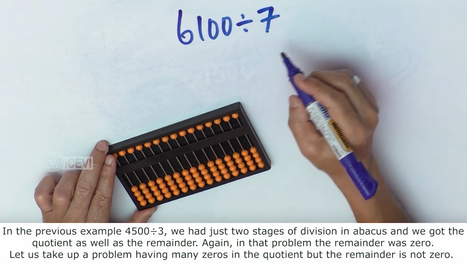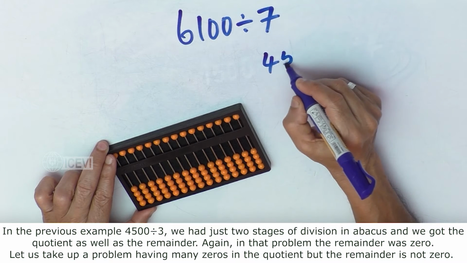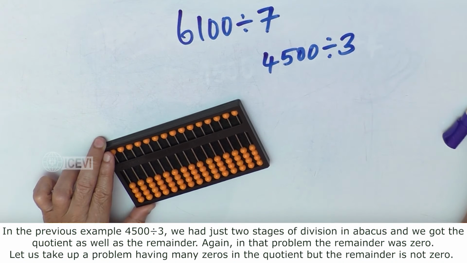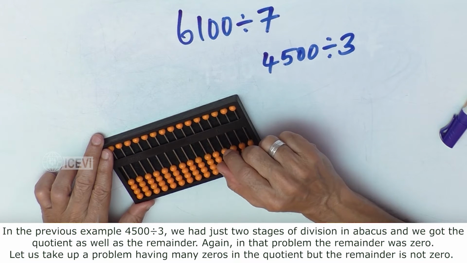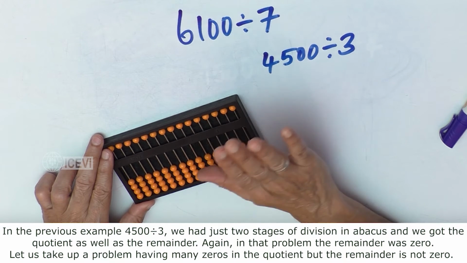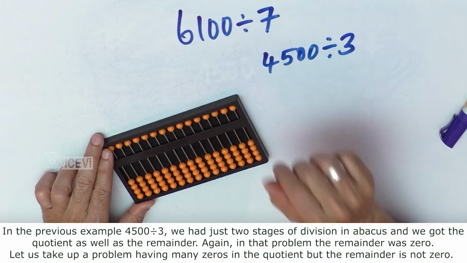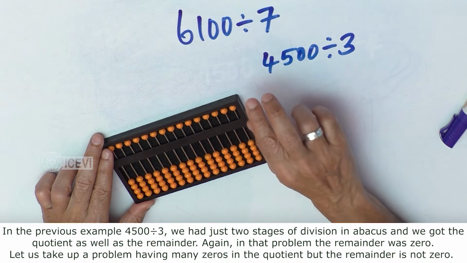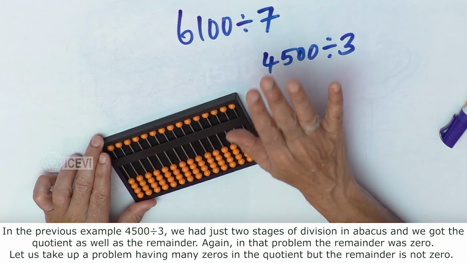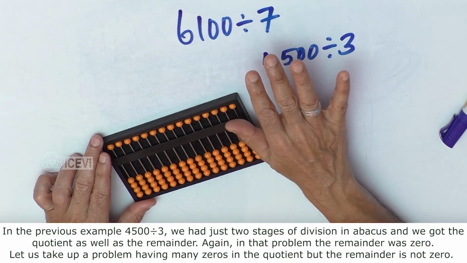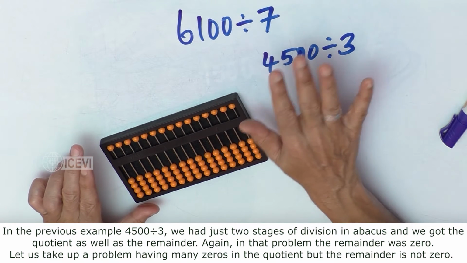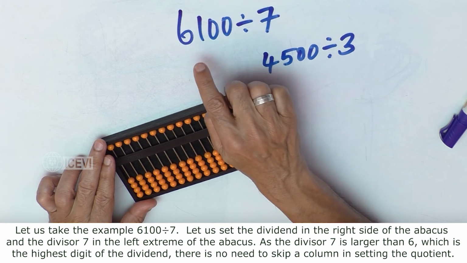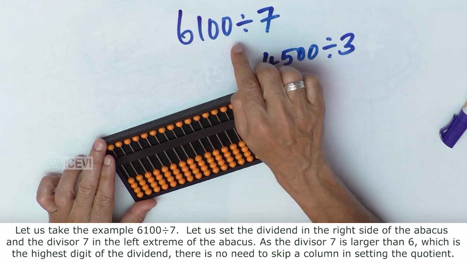In the previous example, 4500 divided by 3, we had just 2 stages of division in Abacus and we got the quotient as well as the remainder. Again, in that problem, the remainder was 0. Let us take up a problem having many zeros in the dividend, but the remainder is not 0. For this, let us take this example, 6100 divided by 7.